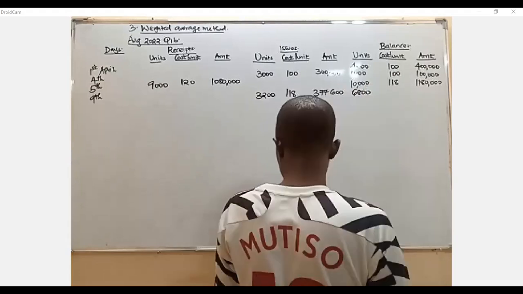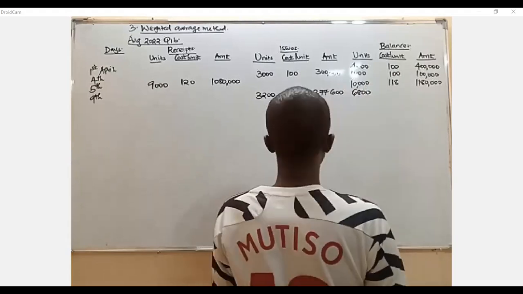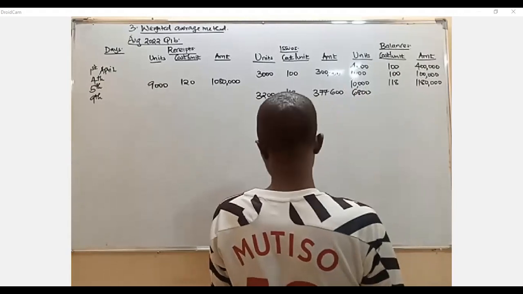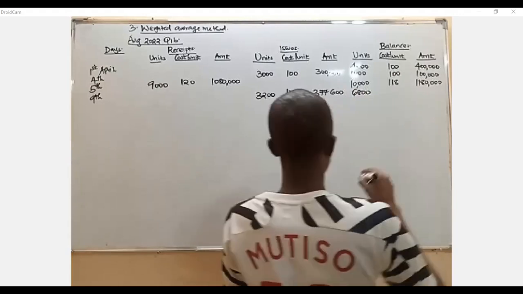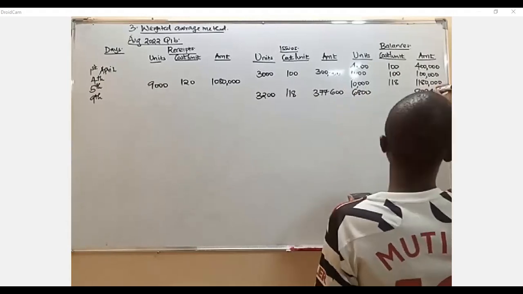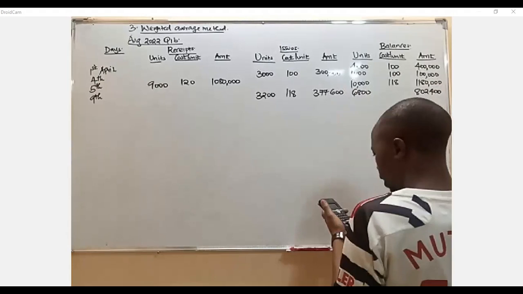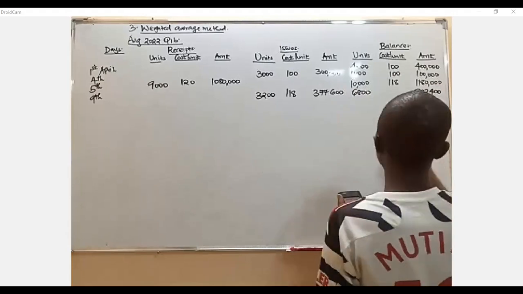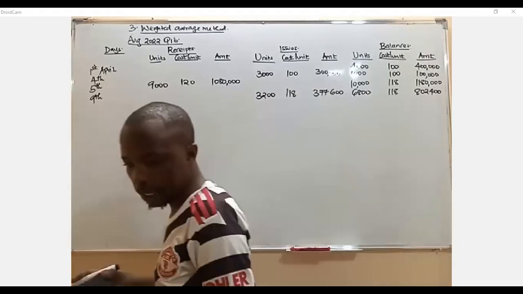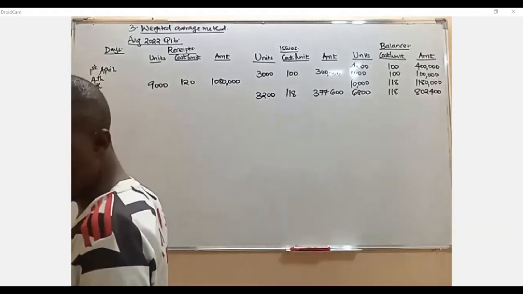Then we have 1,180,000 minus 377,600, getting 802,400. You divide by 6,800, getting 118. Let us continue. Then from there, we go to the 12th, returns to stores of 2,000 units, which were issued on 4th.